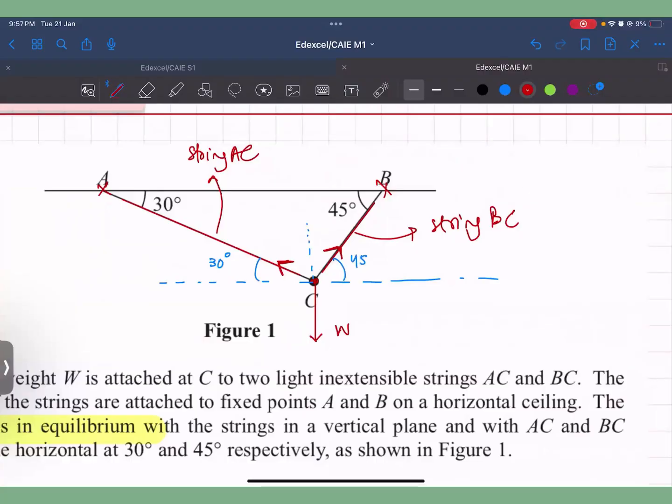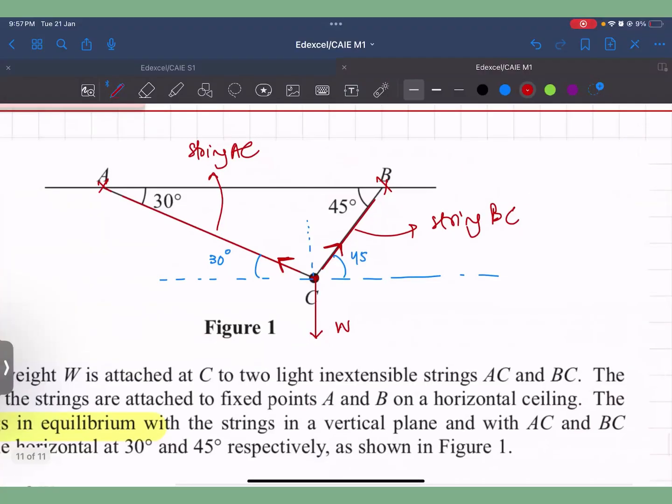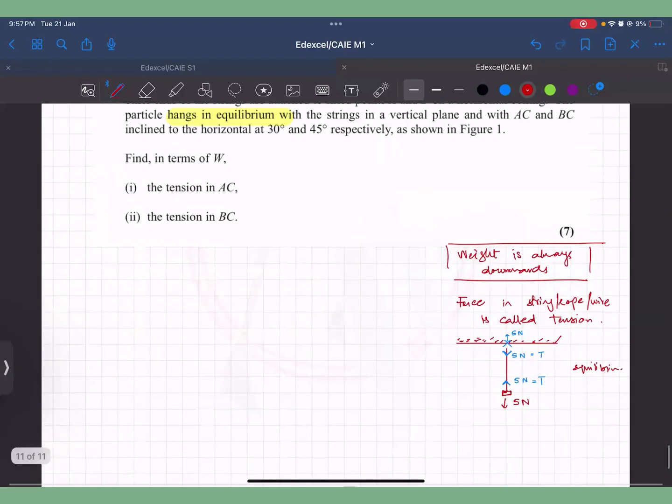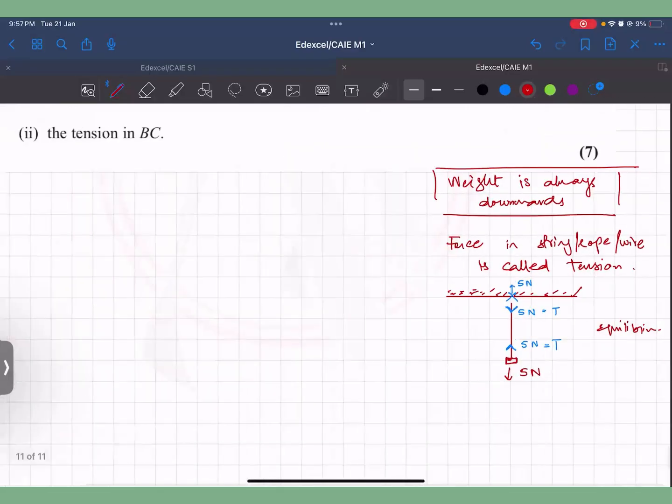And now we can form the, so let's call this tension BC and this is tension AC. The tension in the rope or the string AC and the tension in the string BC. One more thing about tension before we complete that question.